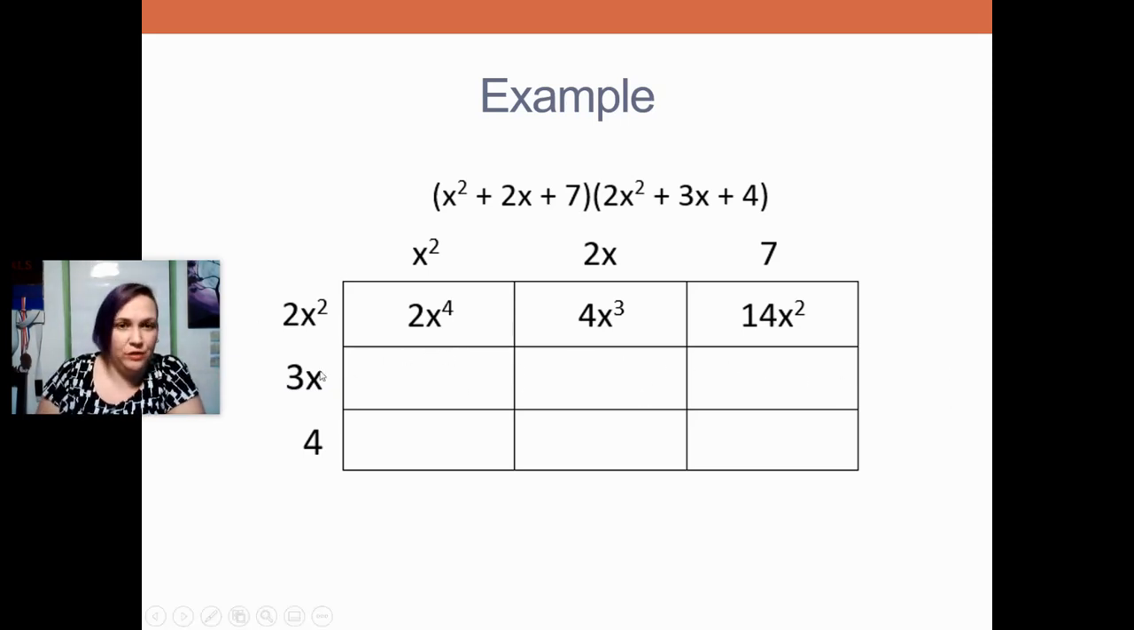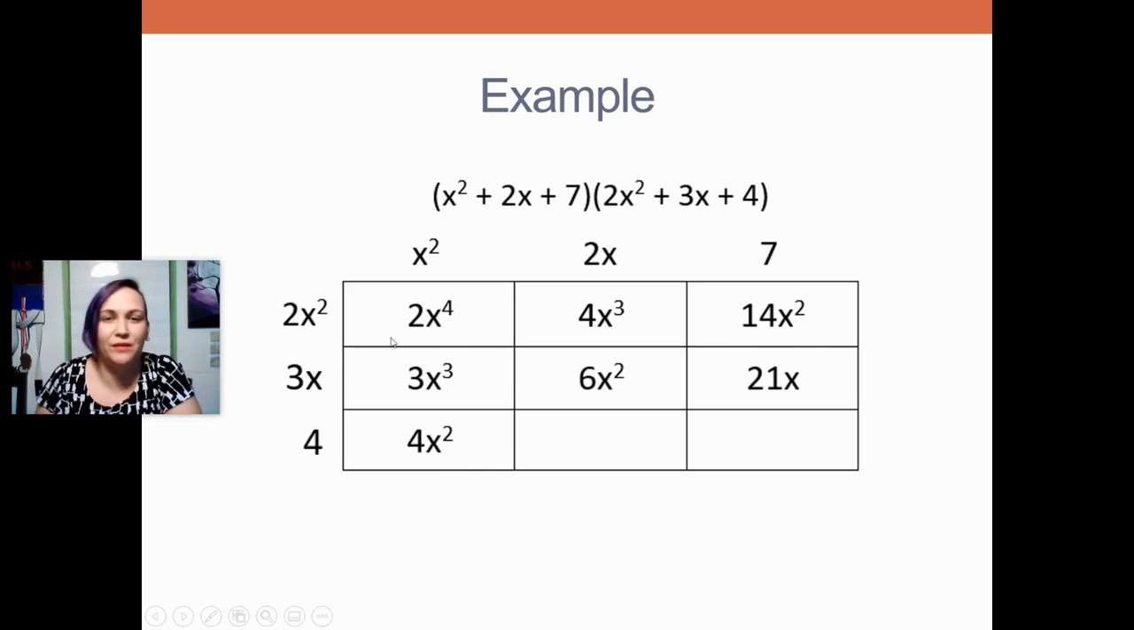Moving down to my second row, 3x times x squared is 3x to the third, descending order. 3x times 2x is 6x squared, and 3x times 7 is 21x. Moving to my final row, 4 times x squared is 4x squared. Look at that, x to the fourth, x to the third, x squared. Exactly what I was expecting to happen. 4 times 2x is 8x, and 4 times 7 is 28.